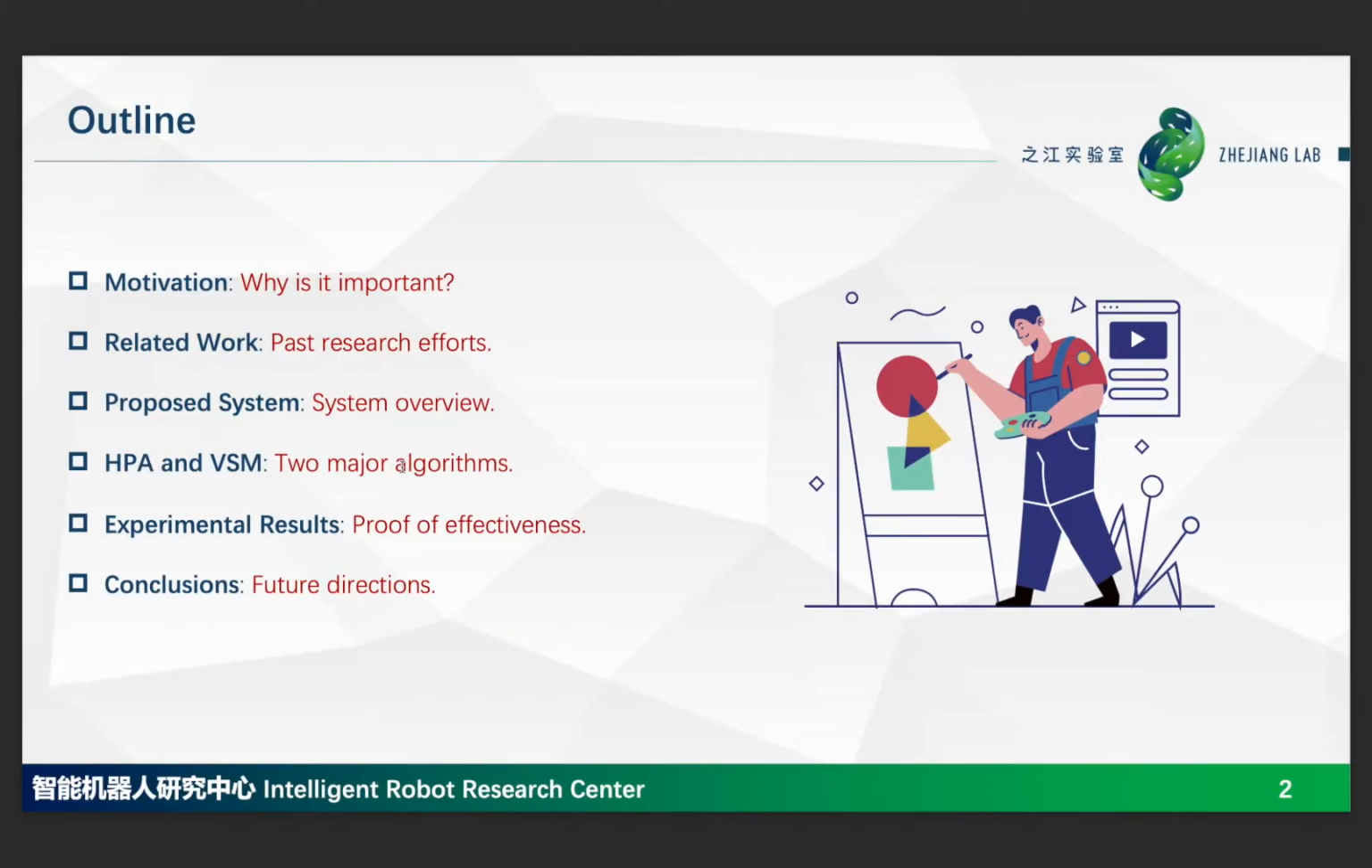Here is the outline of this presentation. First, I will introduce you the motivation behind this research. Why is this topic important? Next, I will show you some of the related works to demonstrate the past research efforts. Then, I will show you the proposed system of our research and give you a system overview. I will point out two major algorithms, which are HPA and VSM. The experimental results prove the effectiveness of our algorithm. And at last, I'll give you a conclusion and point out some future directions.